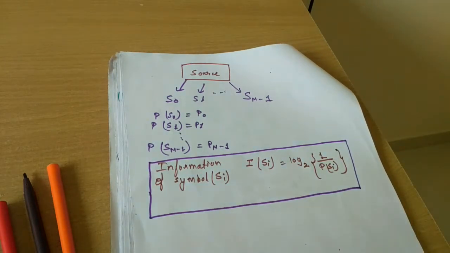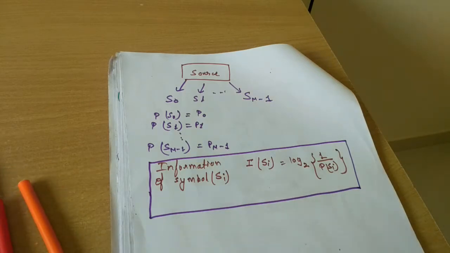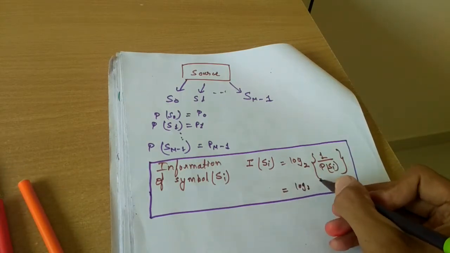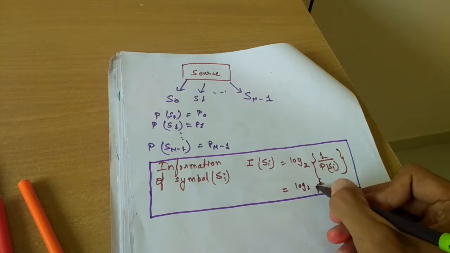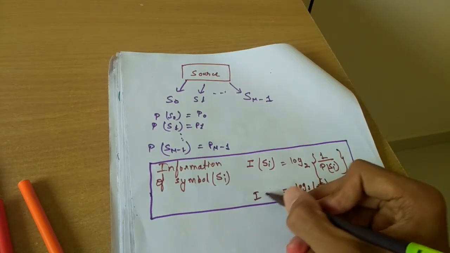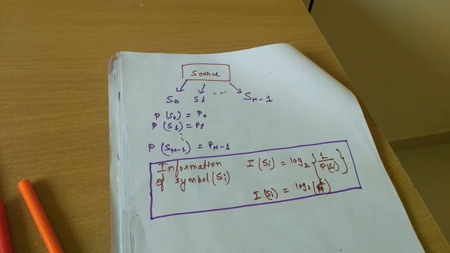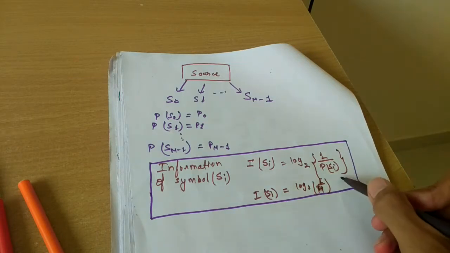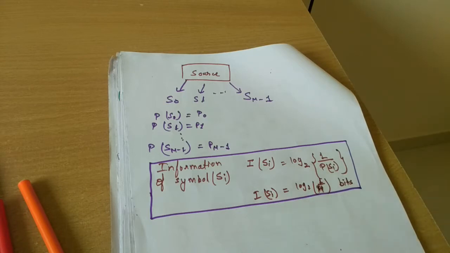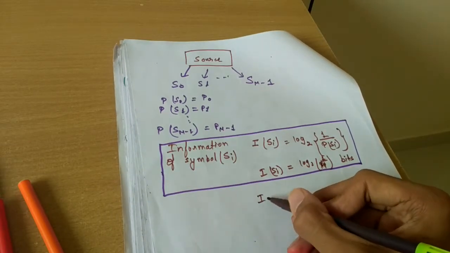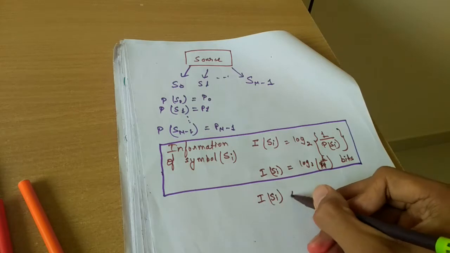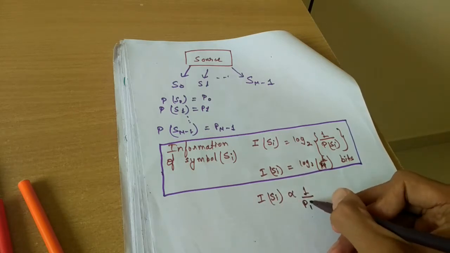And also we can directly write log to the base 2 of 1 upon pi, for any symbol Si. Obviously its unit is bits. So here we can say information, that is I of Si, depends on the probability of occurrence of the symbol. The dependency is like this: it is inversely proportional to the probability.